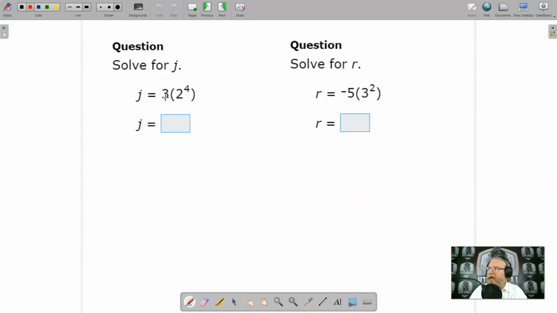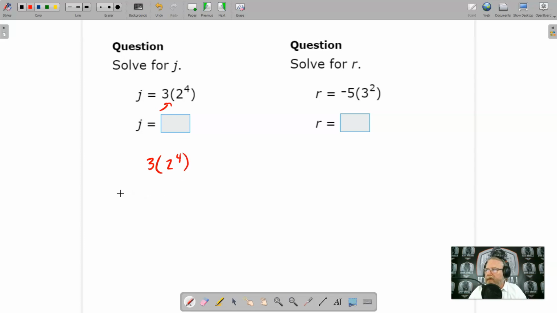Solve for j. We have an exponent here. All right, so we have 3 times, and notice there's no multiplication sign here. There's no operation sign. There's no plus, no minus, no divide, no multiply. If there's the absence of an operation symbol, we realize that that means to multiply. So 3 times 2 to the 4th power.